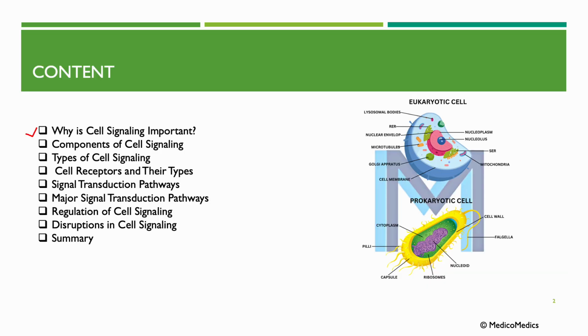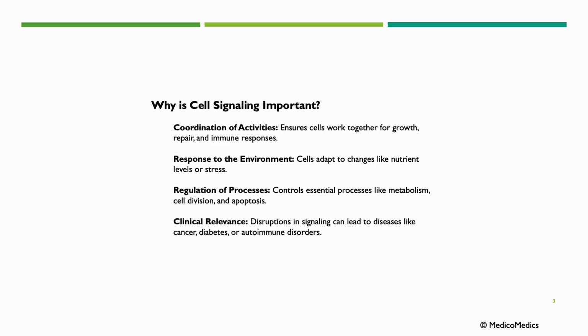In this lecture, we will discuss why cell signaling is important, components of cell signaling, different types, receptors and their types. We will discuss the signal transduction pathways, major signal transduction pathways, regulation of cell signaling, disruptions, and end with a summary. So why is cell signaling important?